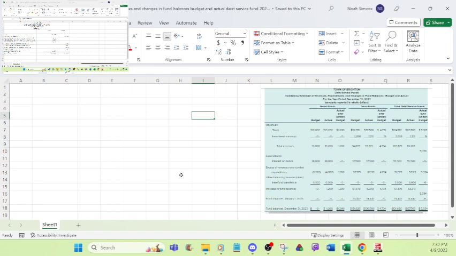Wait, what's this increase in fund balances? That's different.